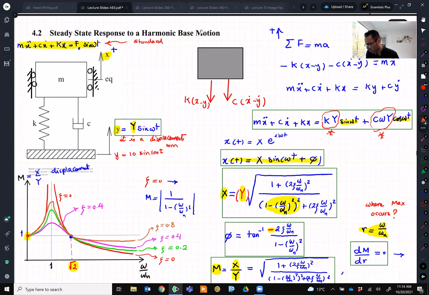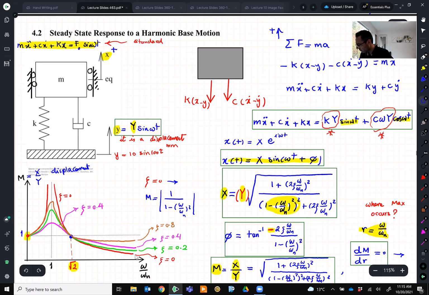On the left side, the more damping you have, the better. On the right side, you draw higher M. Yes, after root 2, as you can see right over here, more zeta means M is increasing. Over here, more zeta means M is decreasing.